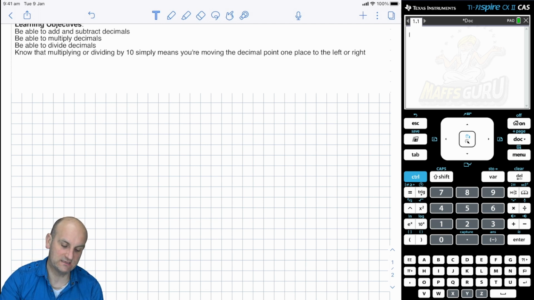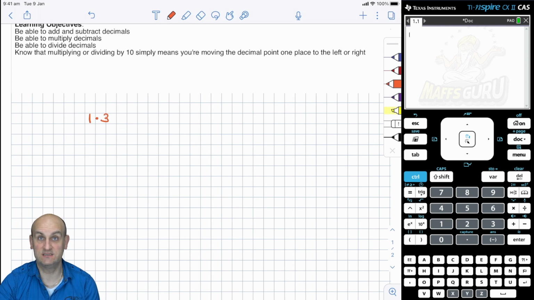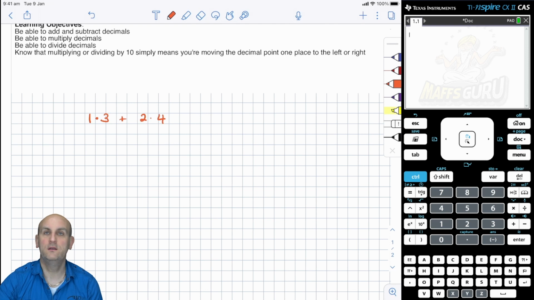Right, so let's add some decimal numbers together. We know that if I have the decimal number 1.3, this has a particular place value. The 1 stands for units, the 3 stands for tenths. If I want to add that to 2.4, nice and easy, because they both have exactly the same sort of place value digits.